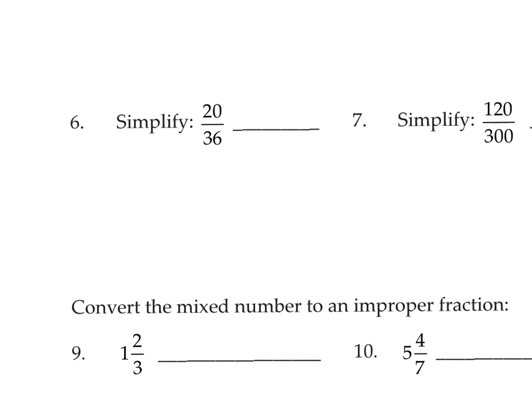Simplify. To simplify a fraction simply means to reduce it. So if we're starting with 20 over 36, I can reduce it quickly by dividing the numerator and the denominator by a common factor. So the largest number that I can think of that goes into 20 and 36 is 4. So if I divide them both by 4, 20 divided by 4 is 5. 36 divided by 4 is 9. So 20 over 36 is equal to 5/9.